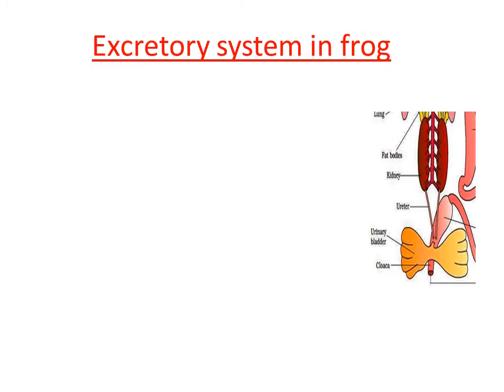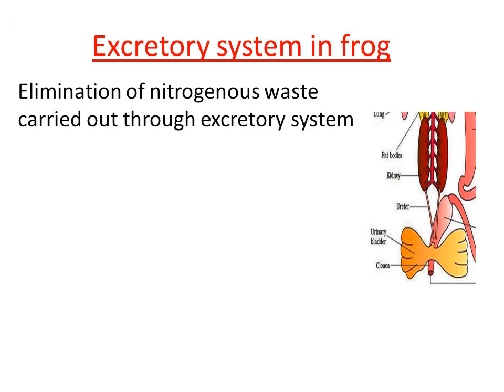So what is the function of excretory system? The excretory system is made out of some organs. This system helps in removal of waste from the body. Especially the nitrogenous waste from the body is eliminated with the help of the excretory system. So the elimination of nitrogenous waste is carried out through the excretory system.